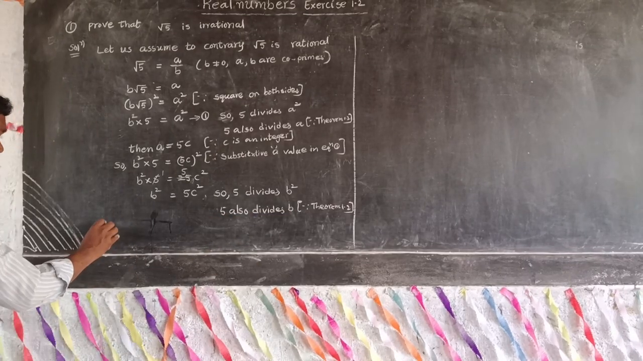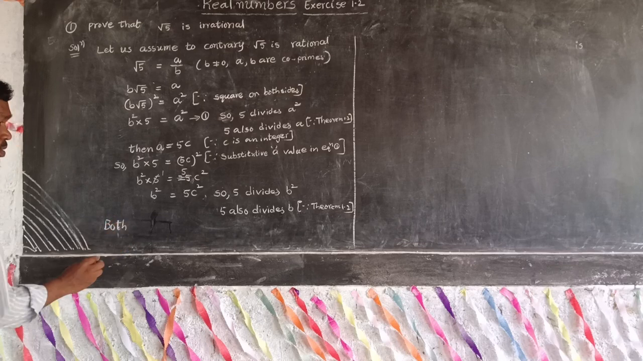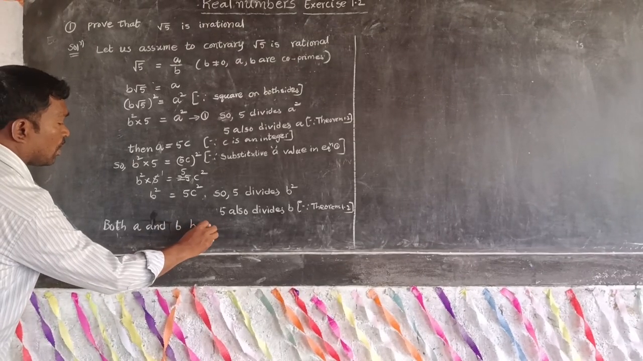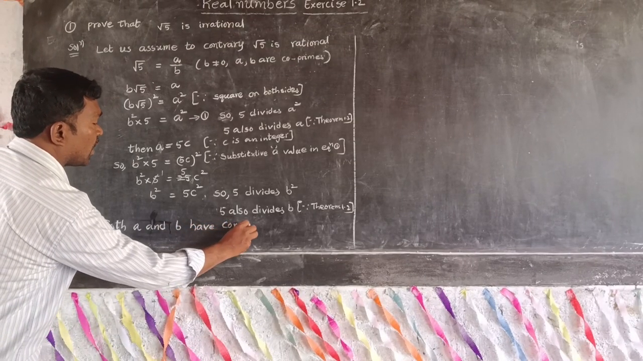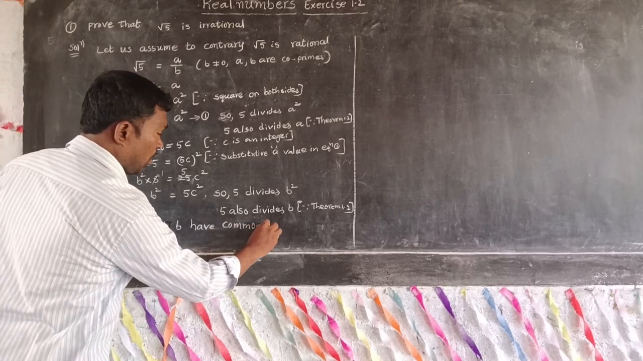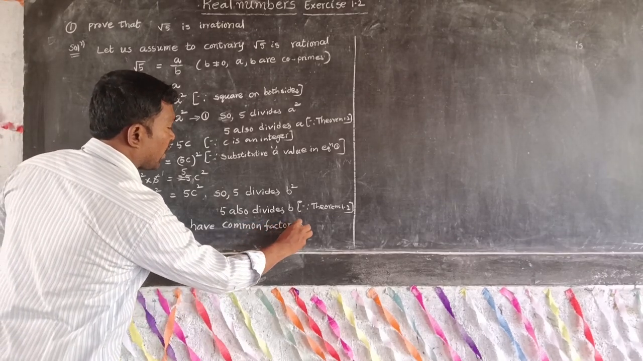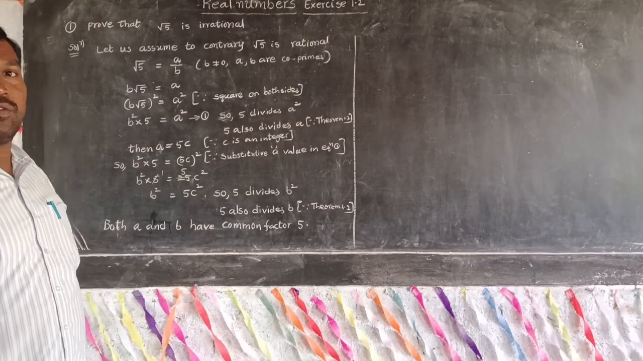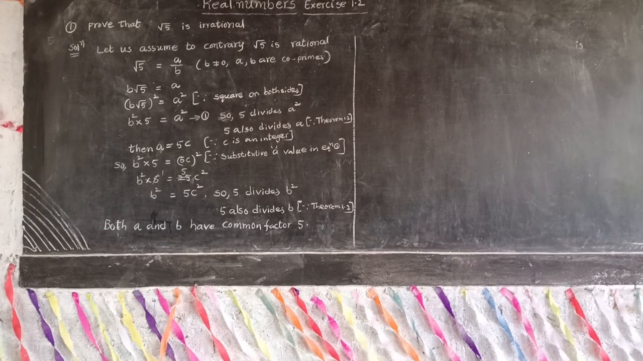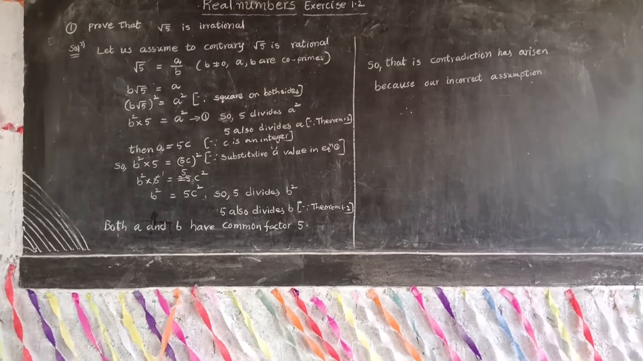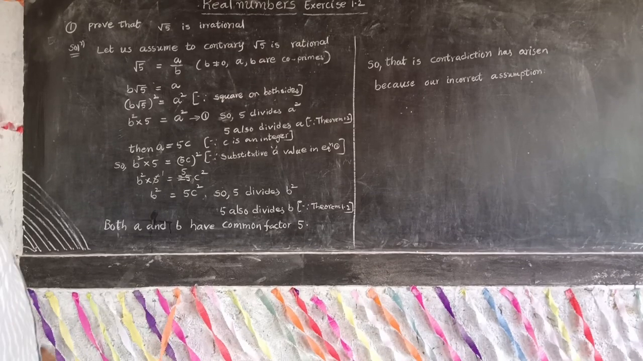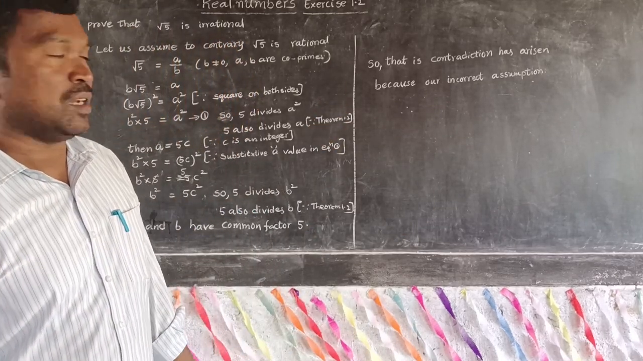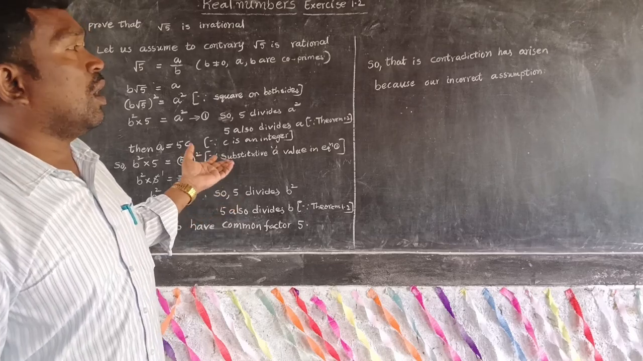So both A and B have common factor 5. Actually only one should be the common factor, but here 5 is the common factor of both A and B. So a contradiction has arisen because of our incorrect assumption.